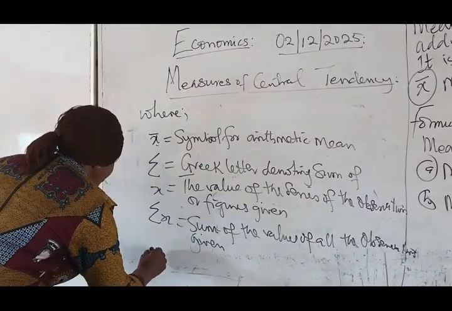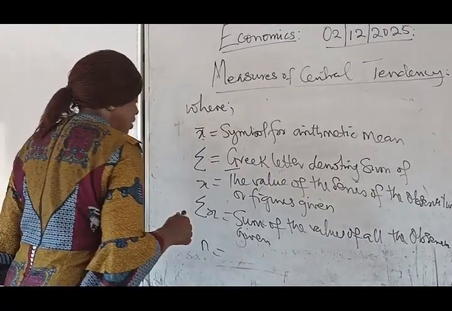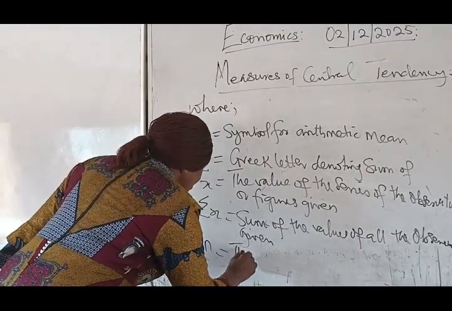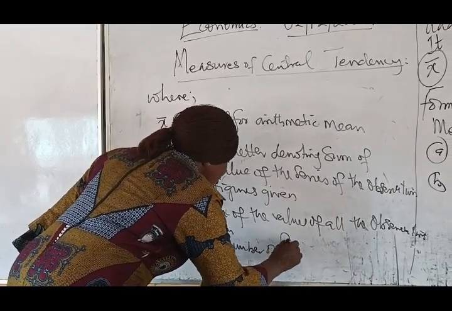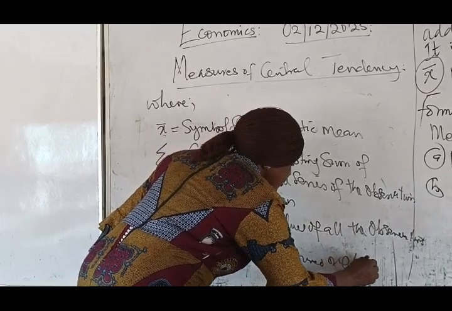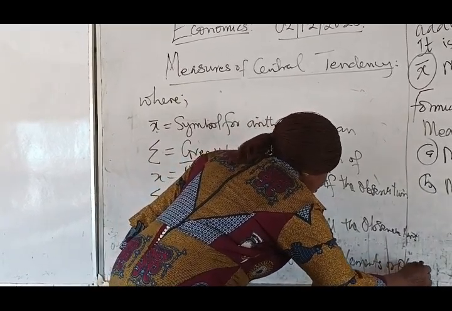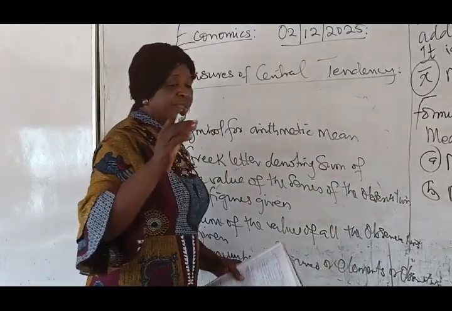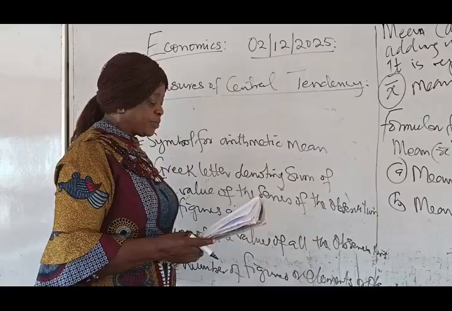n in that formula stands for what? The number of figures or elements or observations. That is the number of the figures given to you, or the values given to you.